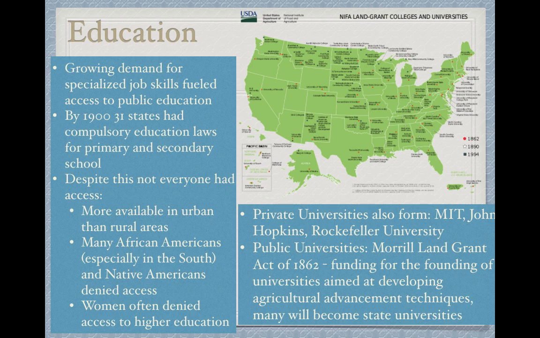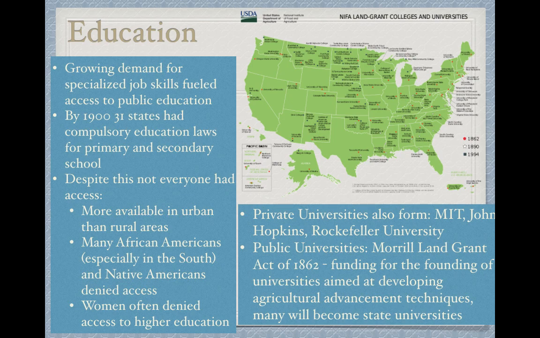Education. Well, this growing demand for more specialized job skills is also going to fuel access to public education. And by 1900, 31 states have compulsory or mandatory education laws for both primary and secondary school. Education, though, is more available in urban areas as opposed to rural areas. Many African Americans and Native Americans are denied access, in particular in the South, and women are often denied access to higher education. So the higher up in grade level you go, the less likely it was that you would run into a woman in school.